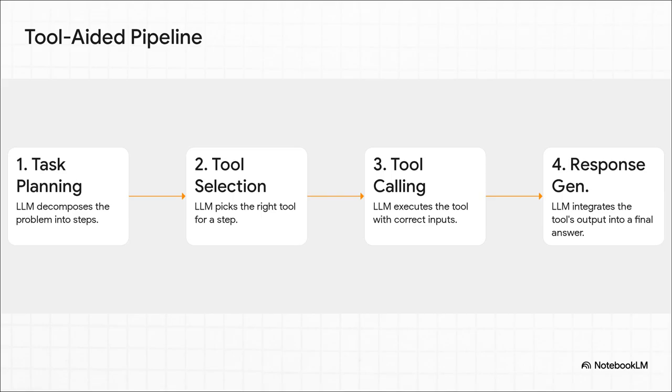First, the LLM figures out what needs to be done. It plans the steps. Then it picks the right tool for the job, maybe a calculator, a logic solver, you name it. It calls that tool with the right information, and then, once it gets the result back, it puts it all together into a nice, easy-to-read answer.